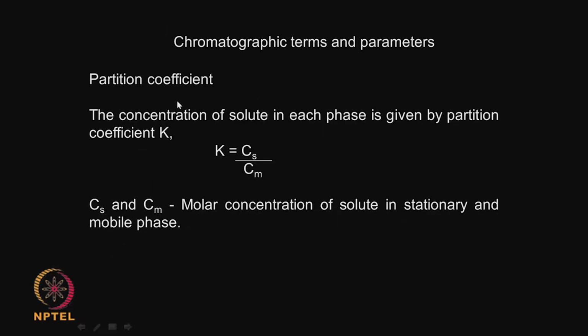So, the most important parameter is called partition coefficient, that is the concentration of solute in each phase. We have seen partition coefficient in, where have you seen? We have seen it in liquid extraction, that is the partition coefficient, right. So, same thing comes here, K, the partition coefficient, okay, that is the concentration of solute in the stationary phase and in the mobile phase concentration. Okay.